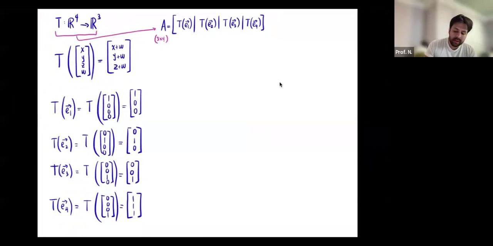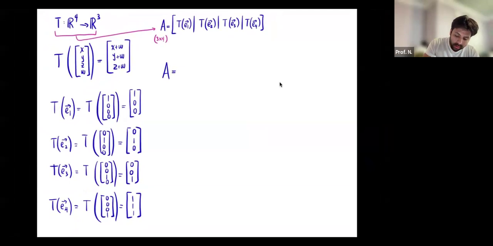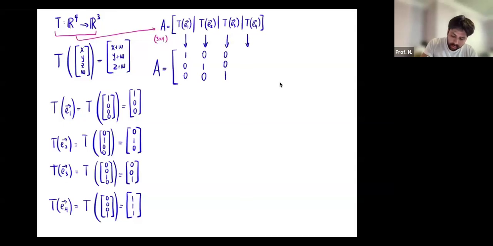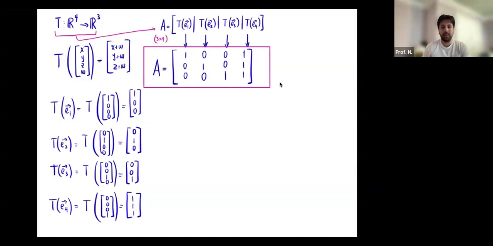So then what's the matrix representation? What is A then? The first column will be 1, 0, 0. Why? Because this is precisely what this equals. Then the second column will be 0, 1, 0. Then the third column will be 0, 0, 1. And then the last column will be 1, 1, 1. And so this is my standard matrix representation of the specific T transformation that I'm given.